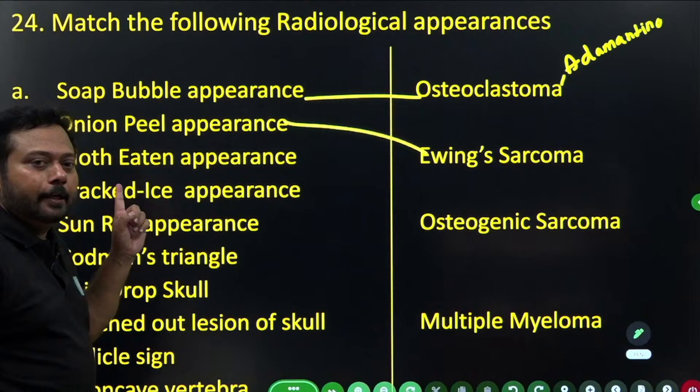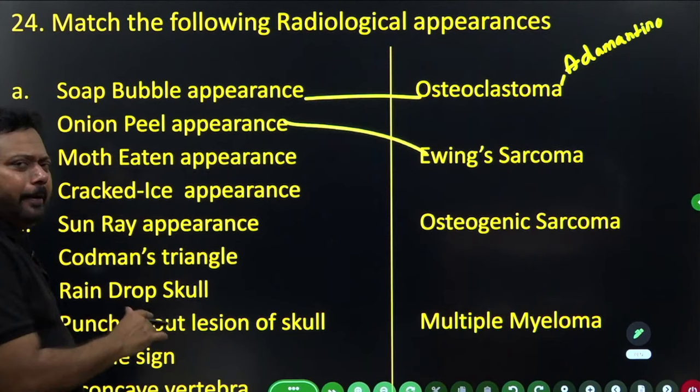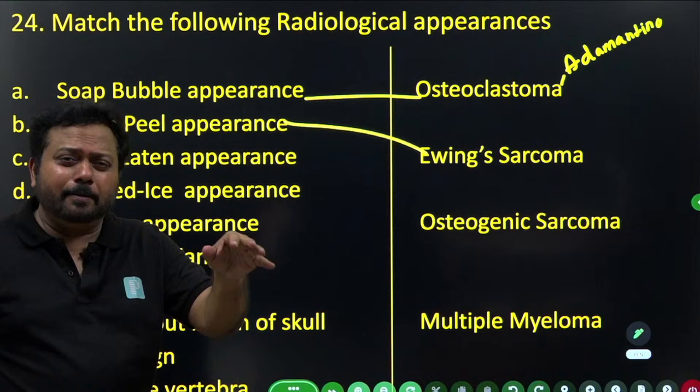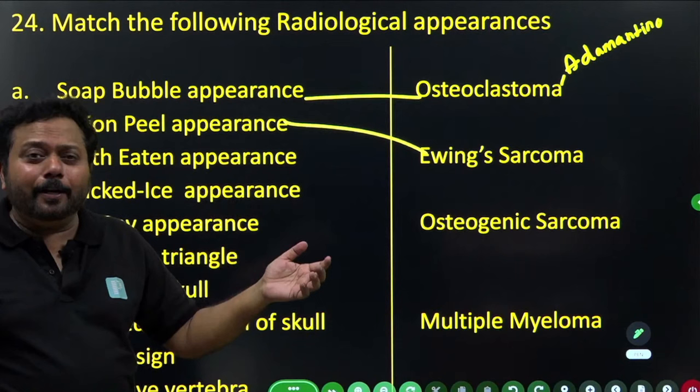Please. Onion peel, one lakh times repeated question, man. It's a rotten MCQ. Guys of our caliber know, even if it appears in the entrance, you should not attempt. Such a stupid, simple question. I don't want to get a PG seat with such a simple question. Should skip. Onion peel, everyone knows.